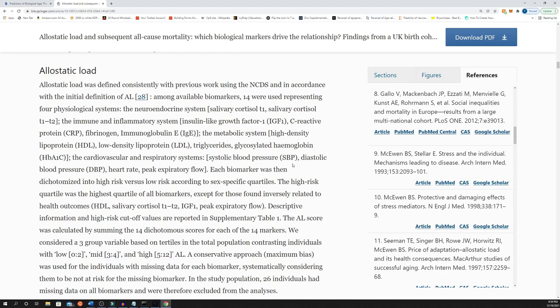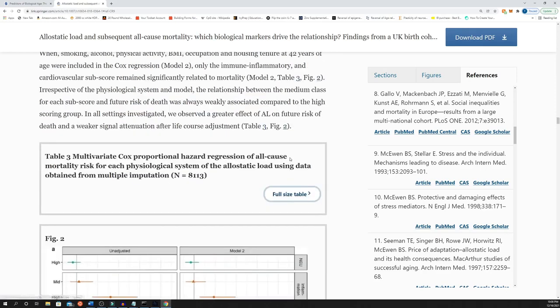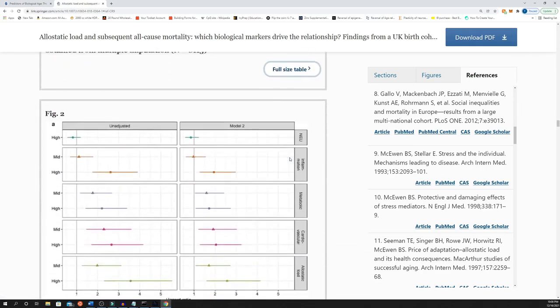They built this model in one data set. As far as I'm aware, they didn't do any external validation. So we're looking at variables that are significantly associated with mortality. So I'm just going to jump all the way down to the first figure. Okay, so this is figure 2.